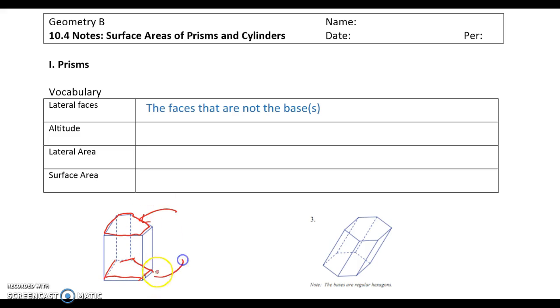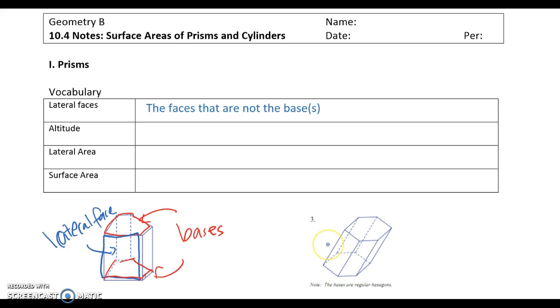pentagons, these are bases, right? So all the other parallelograms that create the prism here would be the lateral face. So, for example, right here, that's a lateral face, this rectangle. All right? So all these faces, all these shapes that connect your bases together, they're what we call lateral faces.